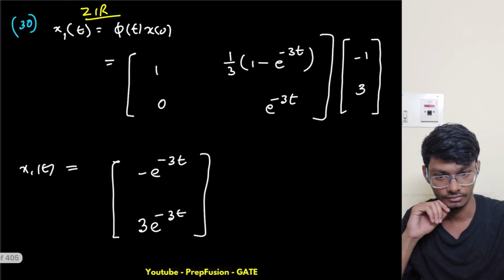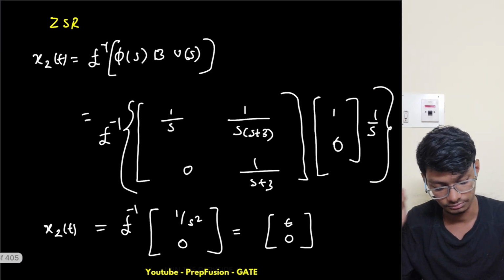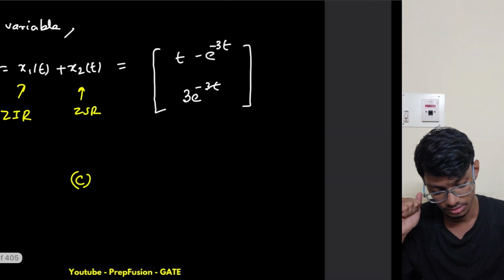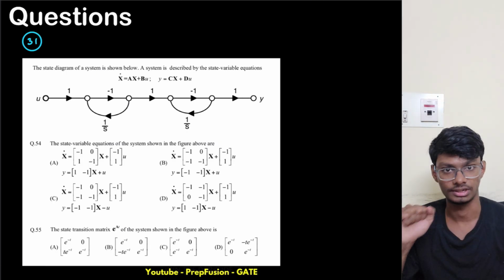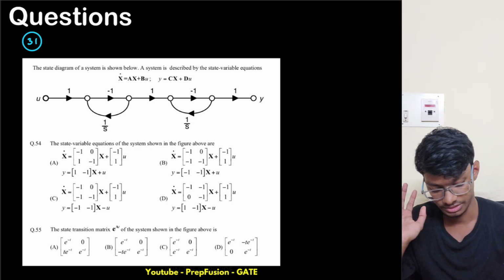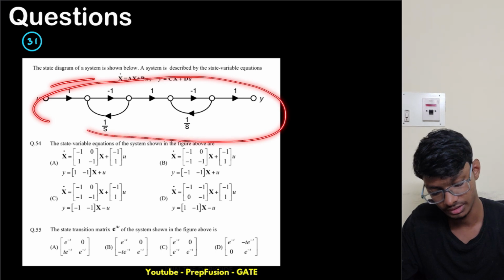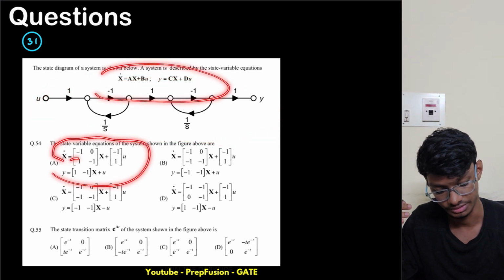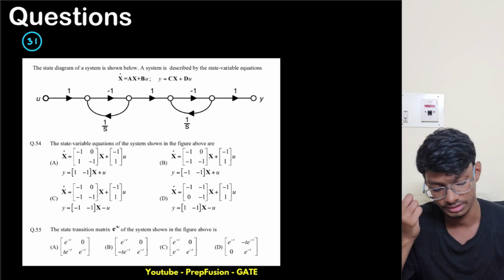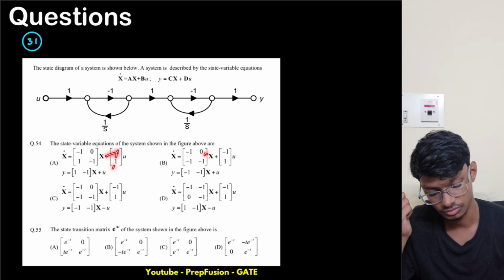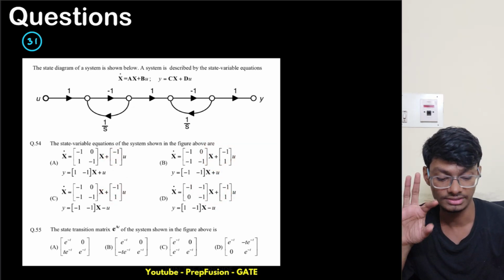So we have another question also, which is a very important question. This is the 31st question and the last question basically. In this question, a state diagram is given, and we have to find the state variable equations. At the end of the lecture I gave you one hint that this is minus 1 and 1, so all these are the same, so we can write x1 and x2. But the important thing is where is x2 and where is x1.